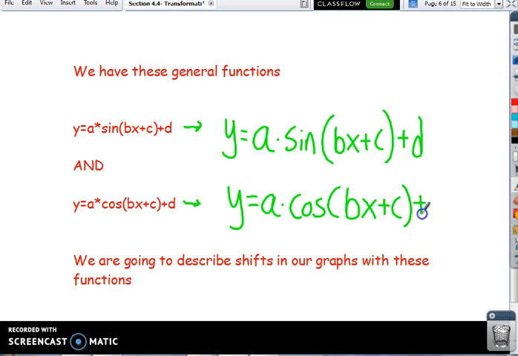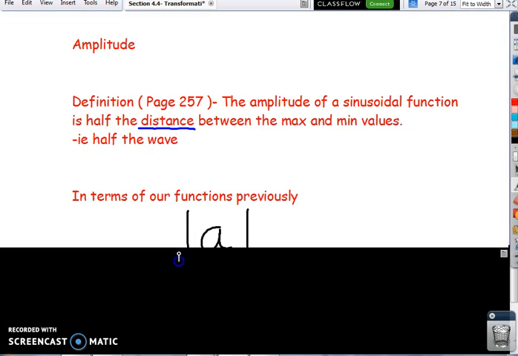Now, what we are going to show you is what exactly each of these transformations does. It'll be very note heavy, very definition heavy. So let's begin. The first one being amplitude.